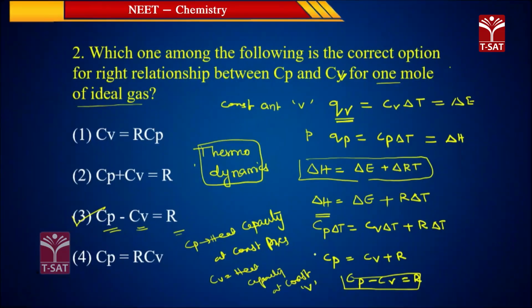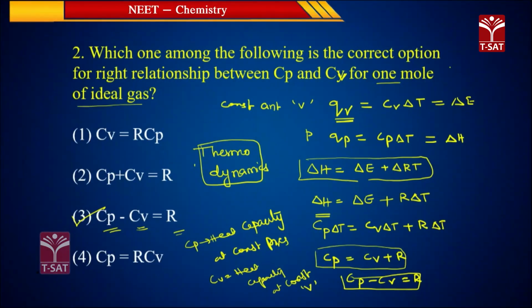Okay. And sometimes you will be given a different mathematical expression, like you may be asked Cp is equal to Cv plus R. This is also correct. Cp minus Cv is equal to R, and Cp is equal to Cv plus R is also correct. You should not get confused whether it is Cp is equal to Cv plus R or Cp minus Cv is equal to R. Both are the same.